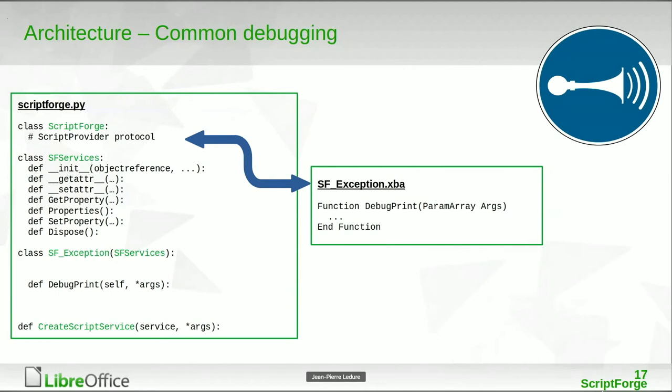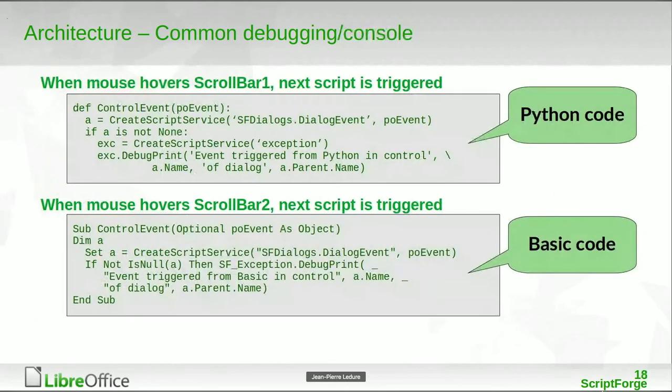What does debugPrint do? It stores and logs records in the persistent memory, and those logged records can be displayed in a modal or a non-modal so-called console. What is specific here? Python and BASIC share the same console.